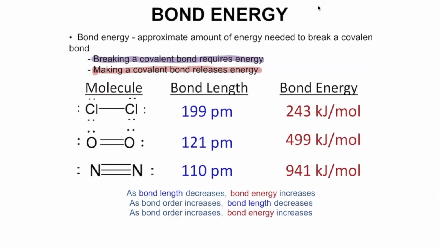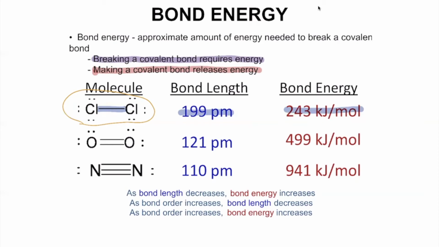So if we look at a couple examples of bonds, in the top example, we have Cl2. That's one of our diatomic molecules that has a single bond. This dash right here means that there's 2 electrons between those 2 chlorines that are being shared, so they each have 8. The bond length here is 199 picometers. Picometers, we've learned that in the metric conversion. And the bond energy here is 245 kilojoules per mole.